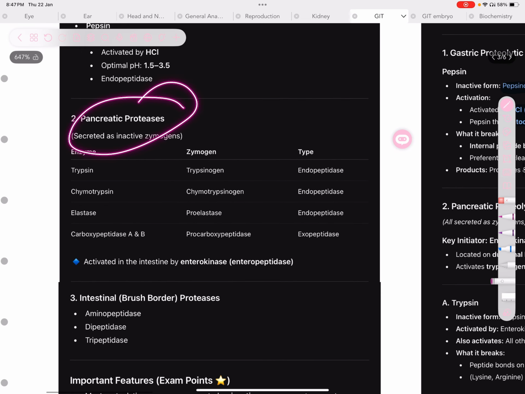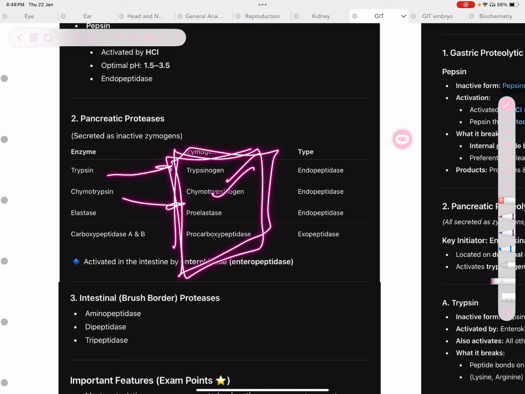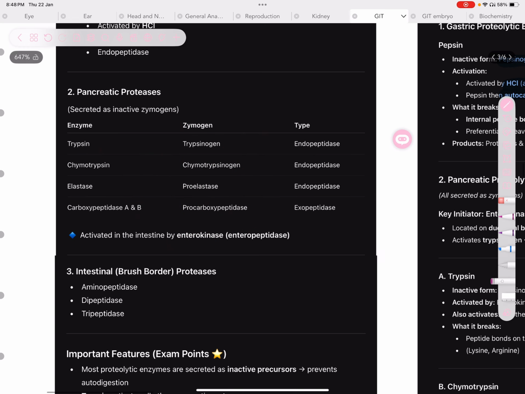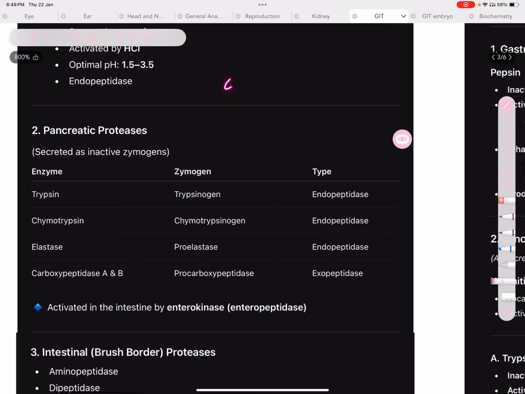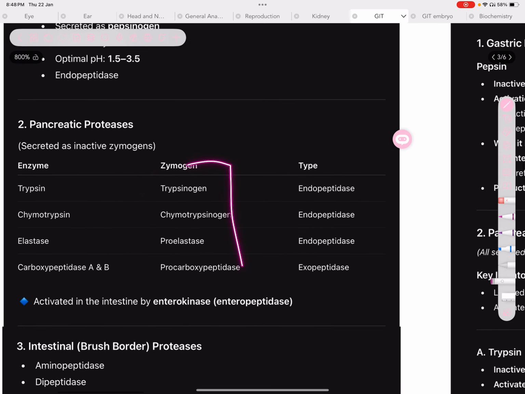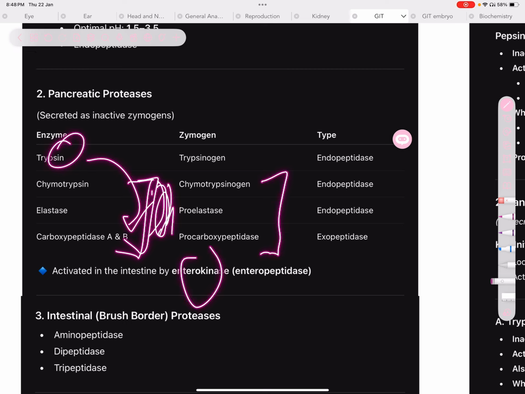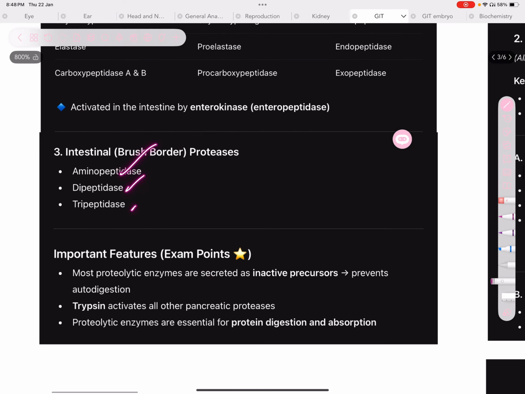And when you talk about pancreatic proteases, they are also secreted as inactivated zymogens. So trypsinogen, chymotrypsinogen, proelastase, and procarboxypeptidase. These are endo, this is also endo, this is exo, and this is also exo. Now, trypsinogen is particularly activated by enterokinase, then the remaining are activated by the trypsin. So the trypsin is going to activate the remainder of these. These can also be activated by enterokinase. Then intestinal, you have these three.